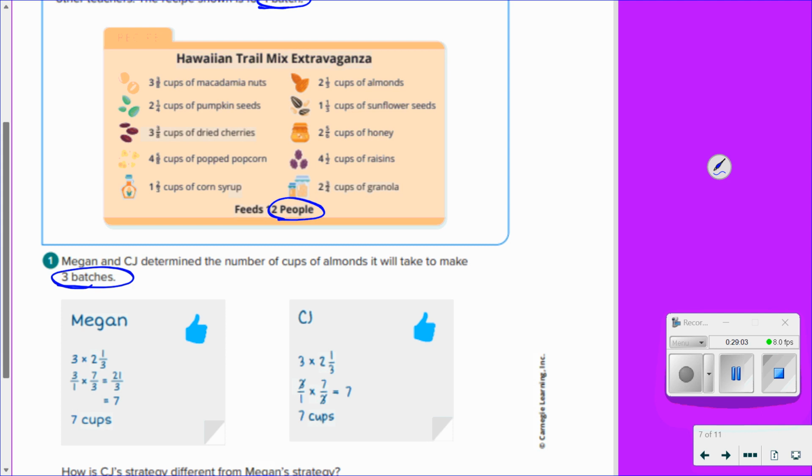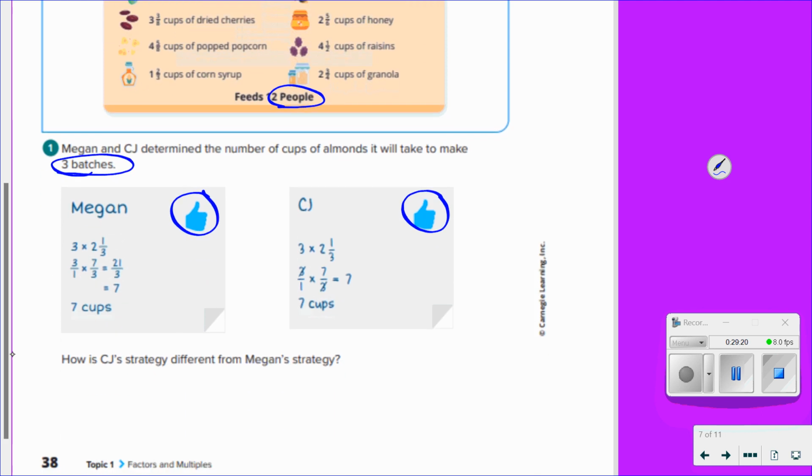Okay? Megan said, and you guys see these worked examples, right? You guys see this thumbs up? What does that mean? It means it's approved. It means they got the right answer. So we're saying either one of these methods will work. You can do whichever one you feel best with. What is the big difference between how Megan did it and how CJ did it? See if you guys can tell me what the difference is.